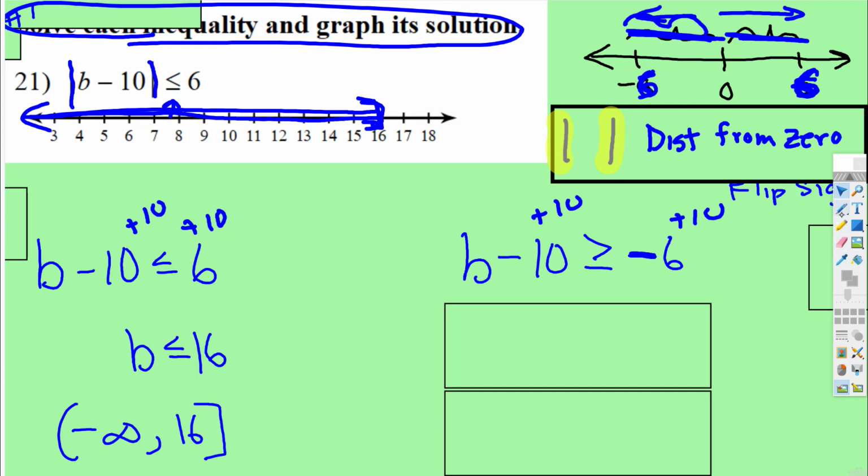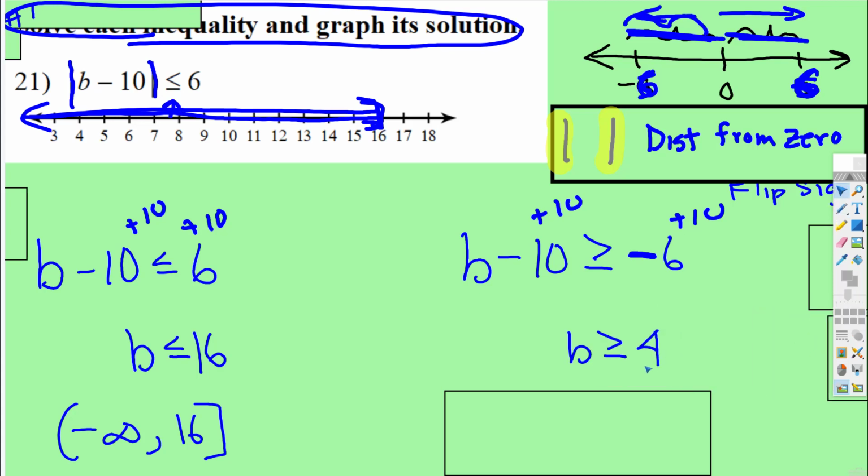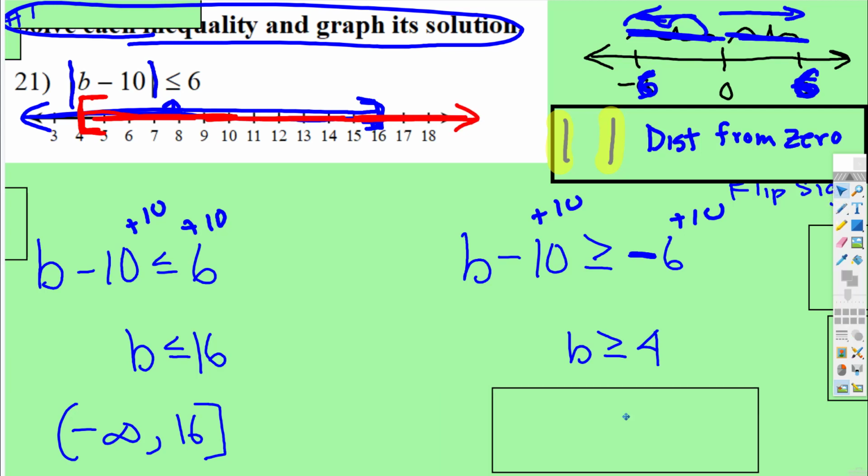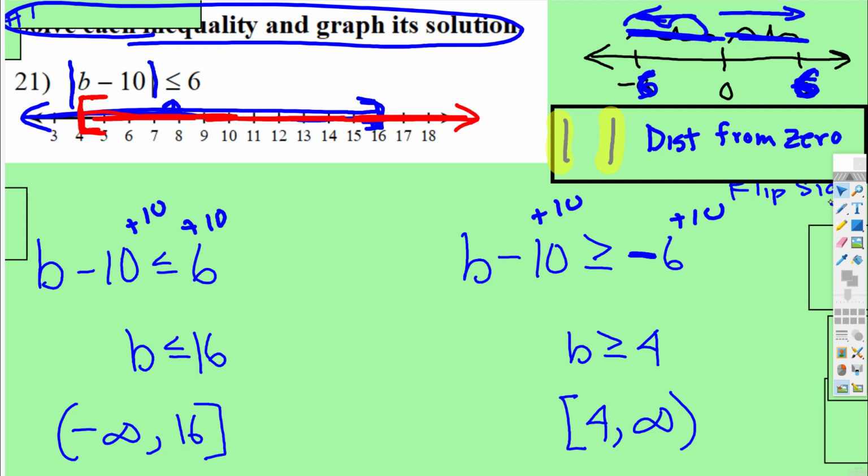Now we're going to come over here and solve this one. So we added 10 to both sides. Well, -6 plus 10 is 4. This says b is all the values greater than or equal to 4. So at 4, I'm going to put a square bracket and then shade. And then remember, shade directly on the line, on the axis. And then that's that interval notation. And I'm going to put a union symbol between the two of those. And then look at what I'm going to see if we use a different color.